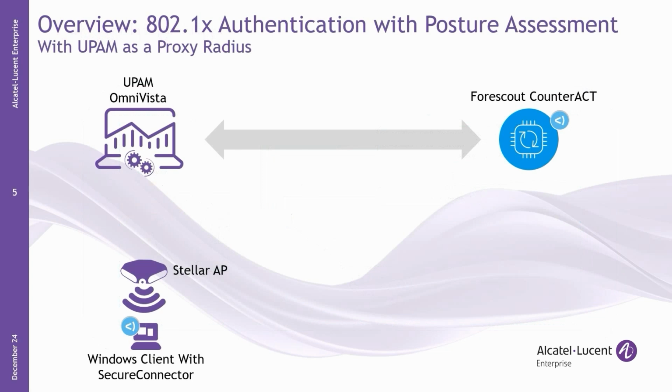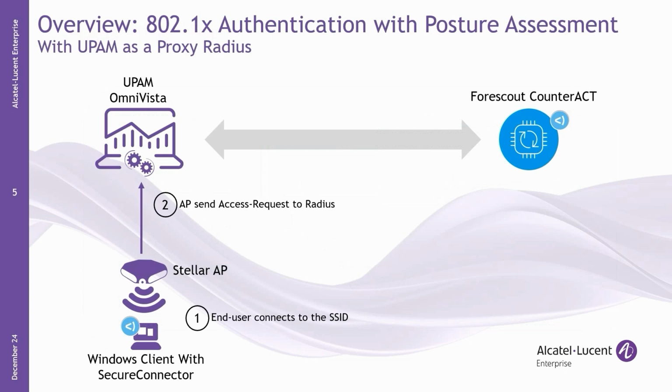Here is an overview of the use case I'll be demonstrating today. 802.1x authentication with posture assessment, leveraging the UPAM module in OmniVista as a proxy RADIUS server. In this scenario, we'll start with a Windows client running Forescout SecureConnector, an agent that enables Forescout to gather information about the endpoint and report its status. This endpoint will connect to the network via our Stellar access point using an SSID configured in OmniVista with 802.1x authentication.